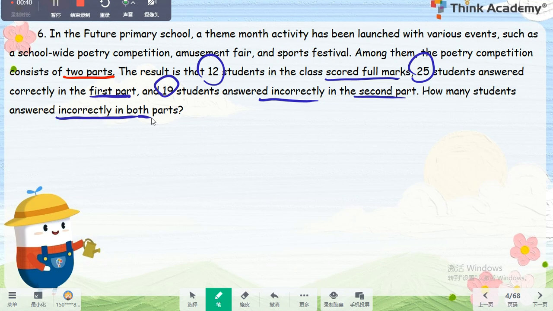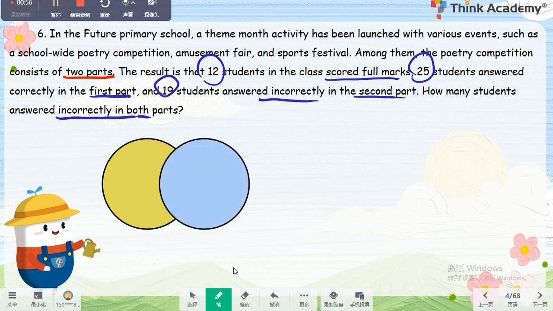Because this question is a little bit confusing. That is because there are two parts, and for every single question, there are two different results. Actually, when there are two groups of people, we can just use two circles to represent it. And the second, if the first one means the students who got the first part correctly.